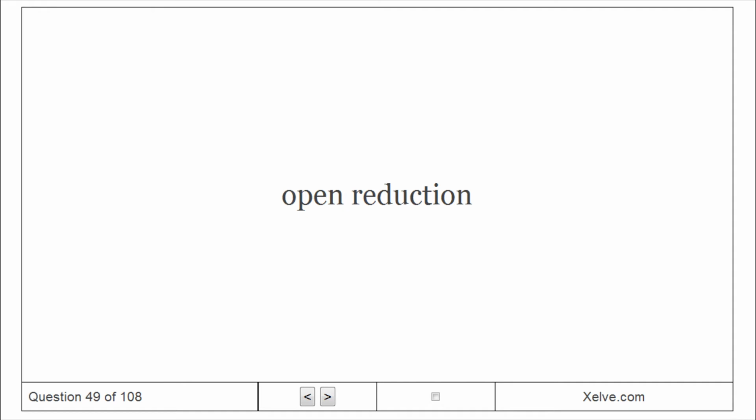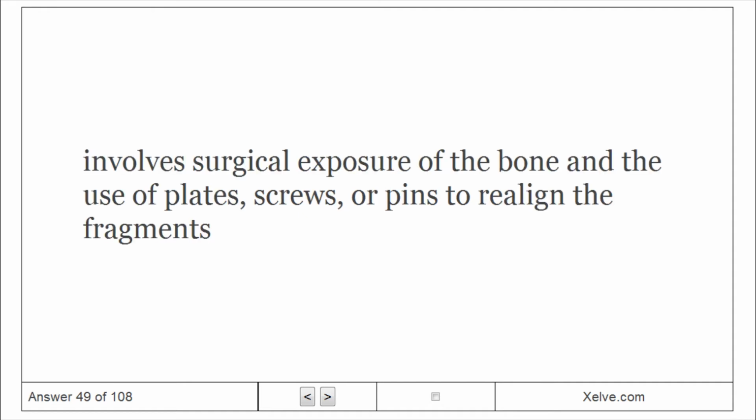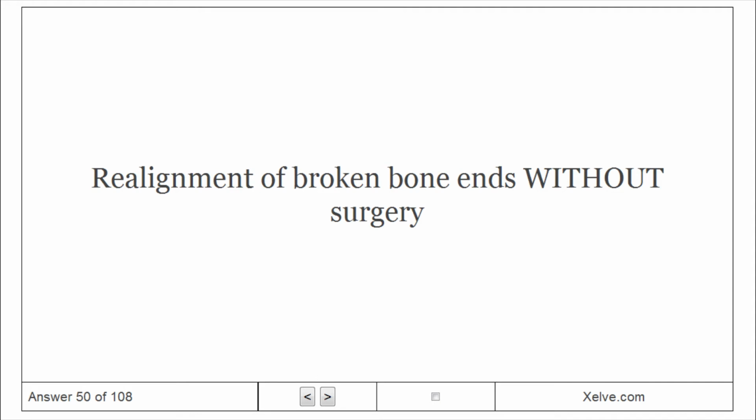Open reduction: involves surgical exposure of the bone and the use of plates, screws, or pins to realign the fragments. Closed reduction: realignment of broken bone ends without surgery.